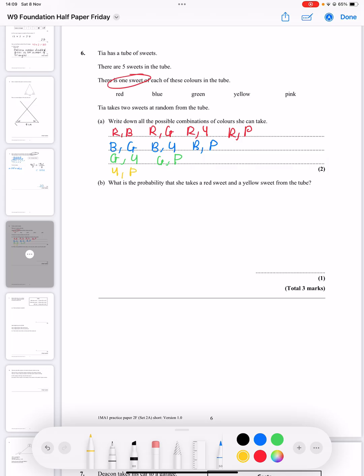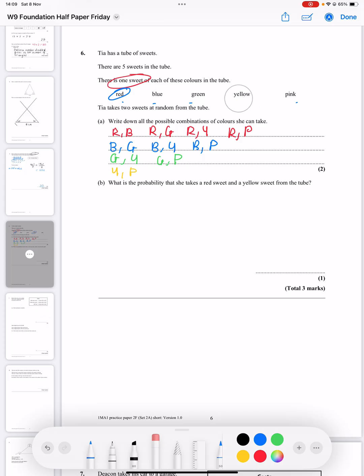So in total we've got 10 outcomes and we've listed them. What is the probability she takes a red and a yellow sweet from the tube? A common mistake with this question that we see is that we think that we've got red and yellow, so that's 2 outcomes out of 5 in total. That's wrong.